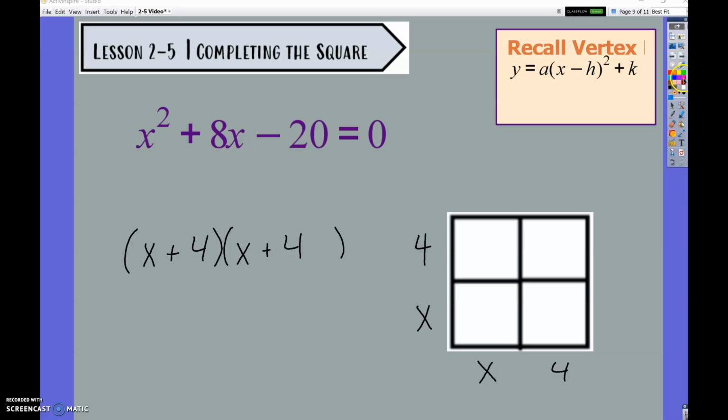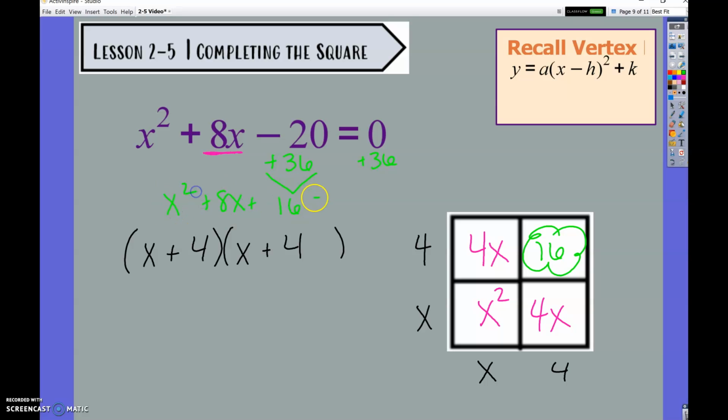So for time's sake, I've set up another one here for you. I knew 8x needed to be split evenly, so I did x plus 4 and x plus 4. There's my x squared and my 4x and my 4x. I need this top bubble to multiply to 16. But I have negative 20. We'd have to go negative 20 and add 20 just to get to 0, and then add 16 more. So we'd actually need to add 36 to both sides. By doing that, this makes the 16 I was hoping for to complete the square. But I have 36 over here now instead of 0.